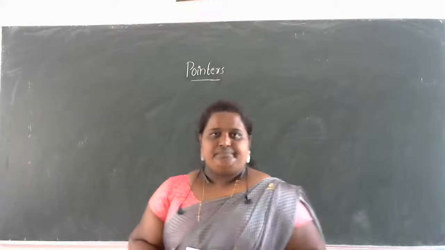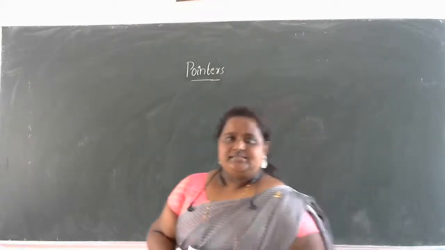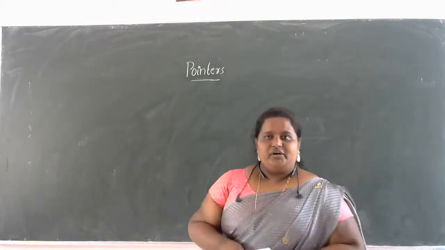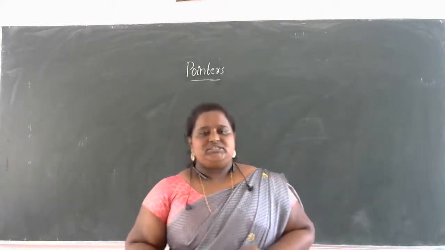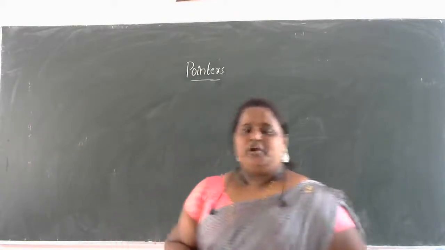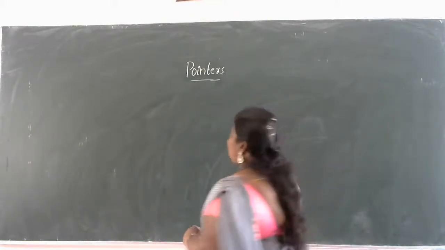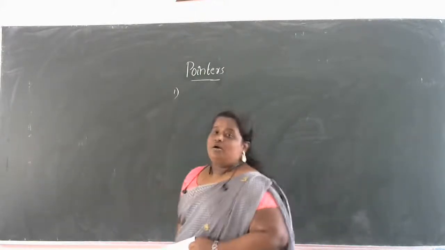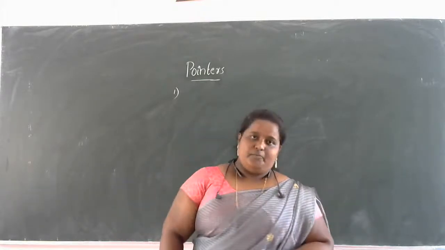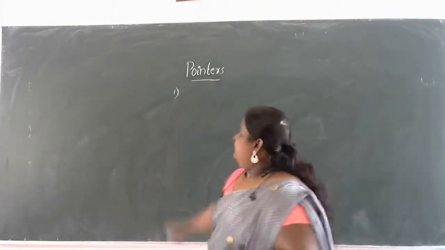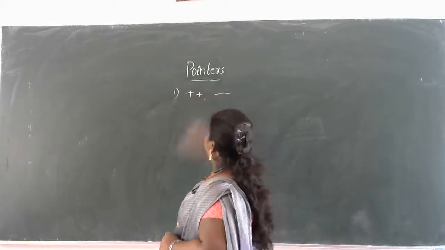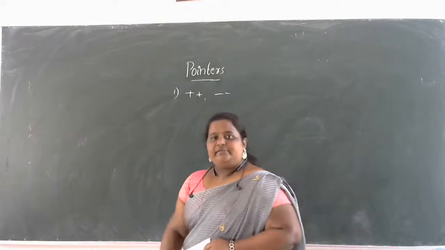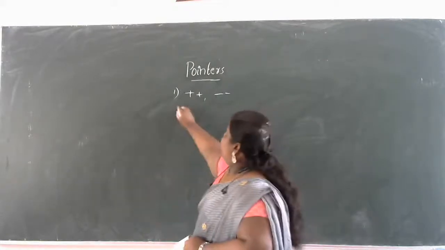Hello students, in the last class we have studied about the operations performed on pointers and operations that cannot be performed on pointers, right? What are the operations performed on pointers? There are six operations that can be performed on a pointer. The first one is the increment and decrement operators. You can increment the pointer variable and decrement the pointer variable.